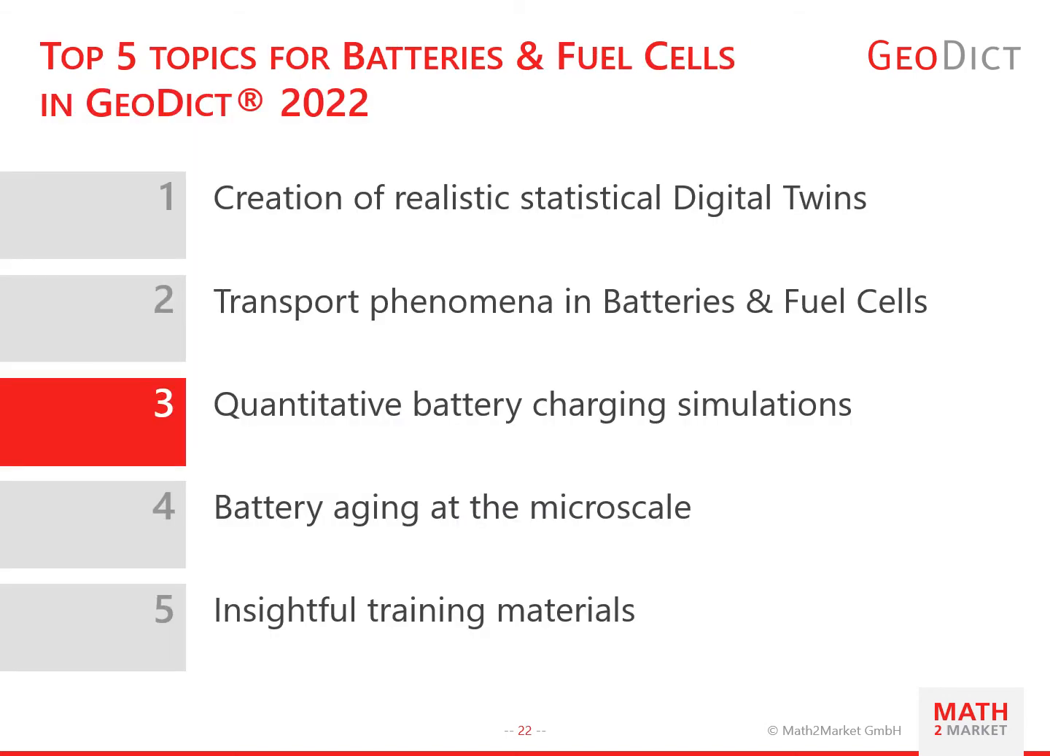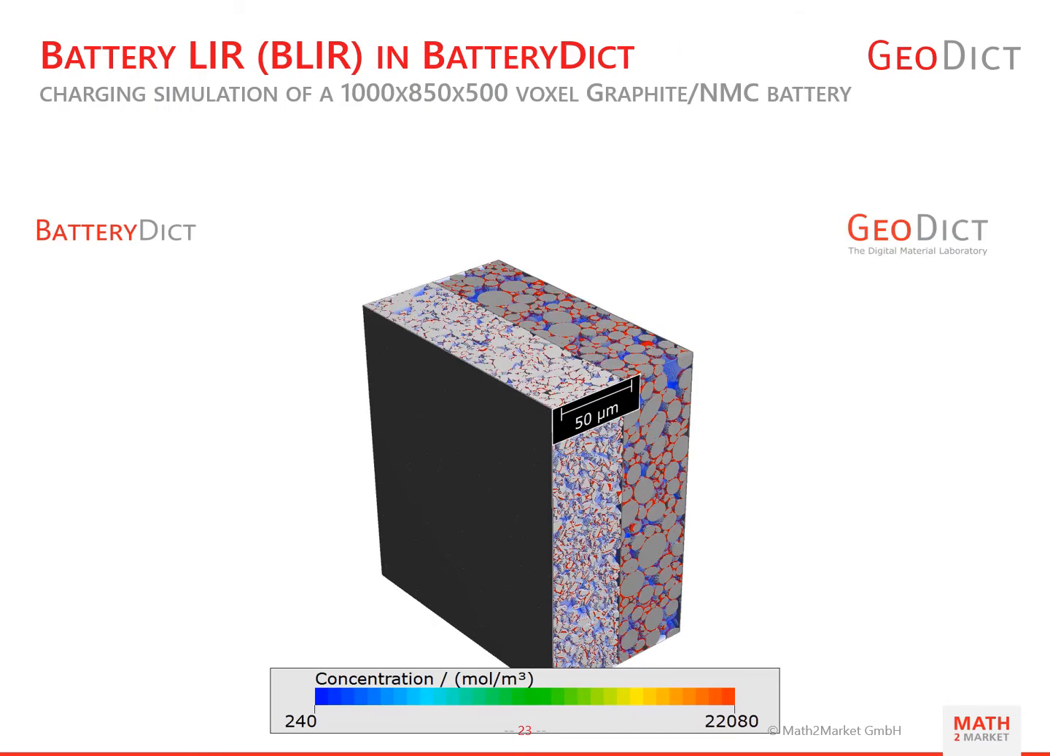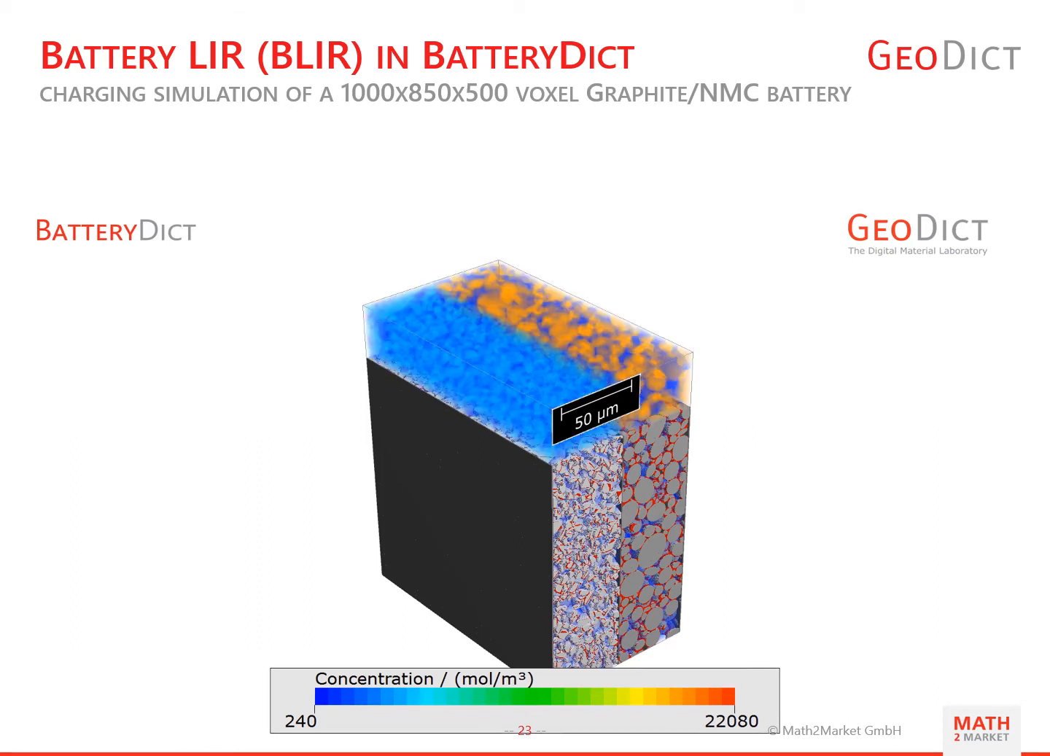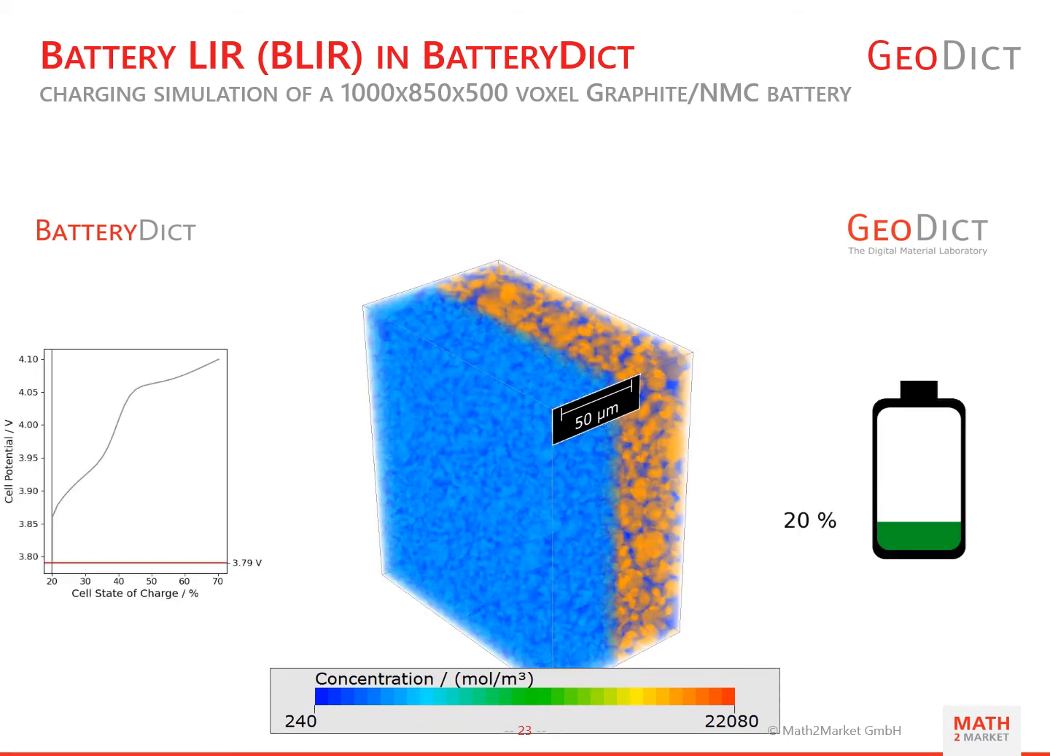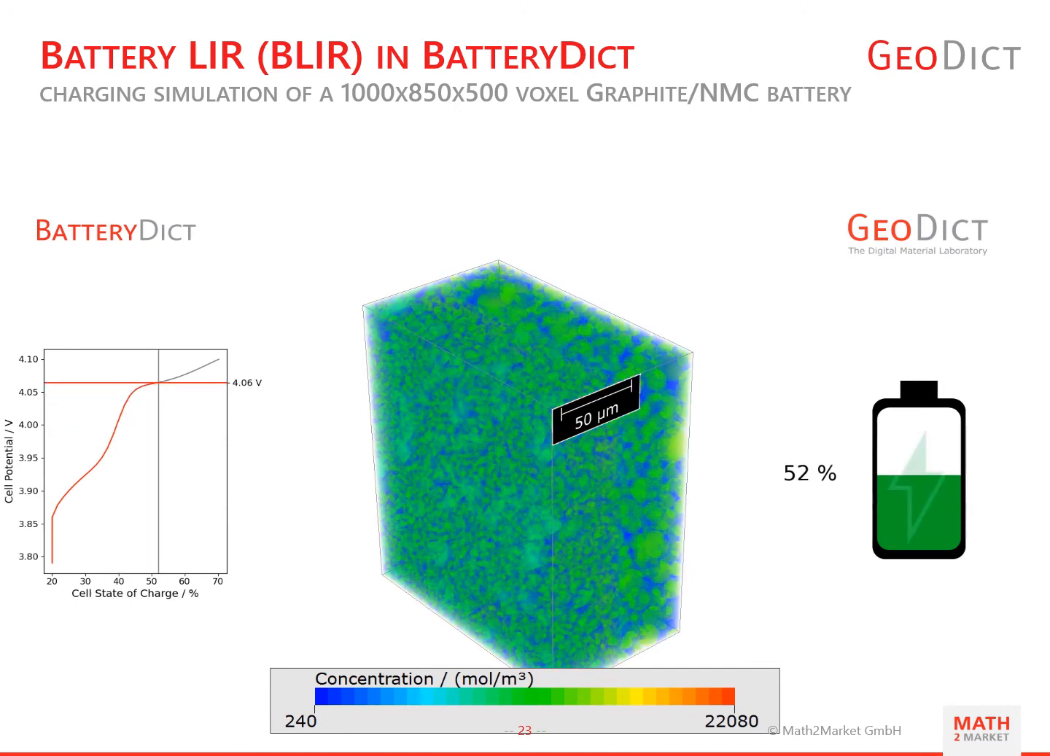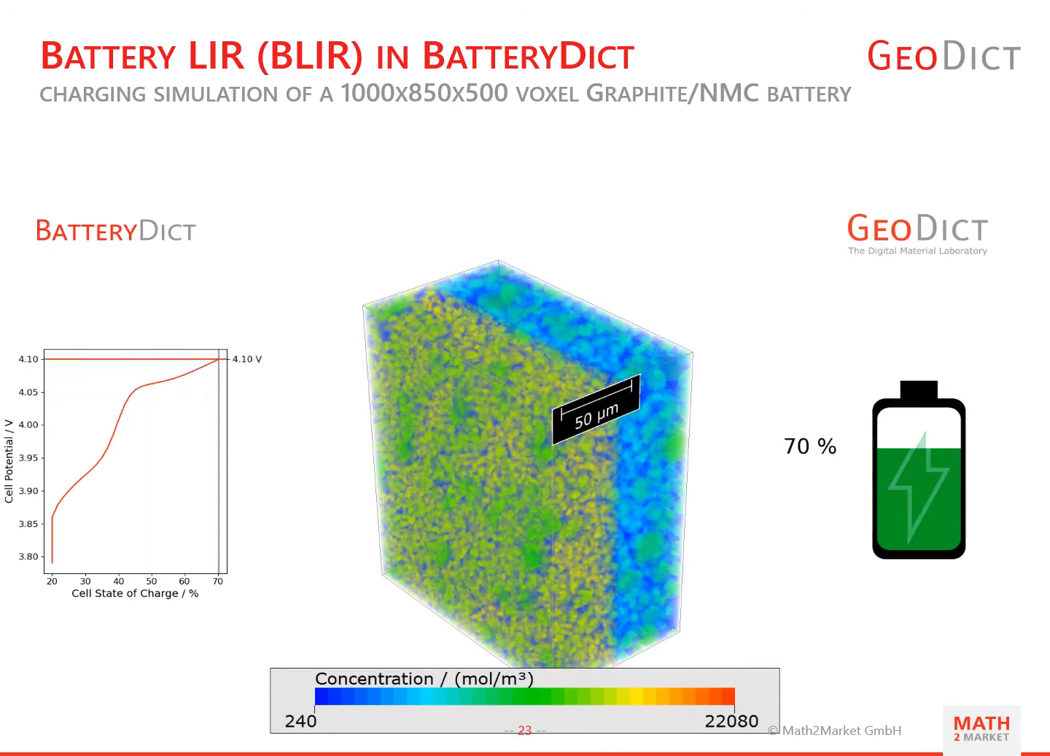Now let's go back to the batteries and have a look at charging simulations of battery materials on the microscale. This is a battery structure consisting of an anode current collector, a graphite anode, a separator, an NMC cathode, and a cathode current collector. We use GeoDict to charge this structure. The colors indicate the local lithium concentration within the materials. You can see the overall concentration in the cathode side going down during the charging process, whereas on the anode side the concentration goes up.